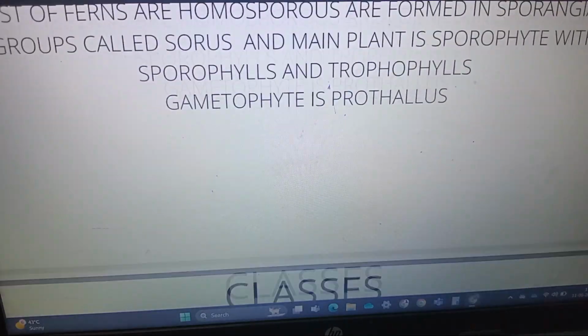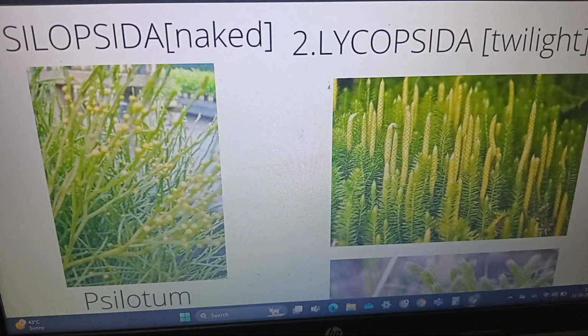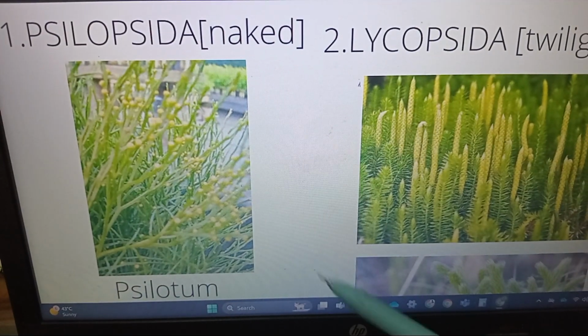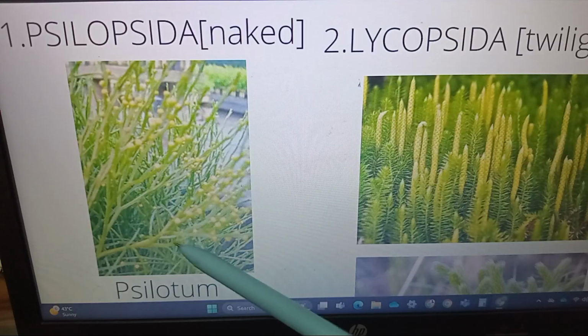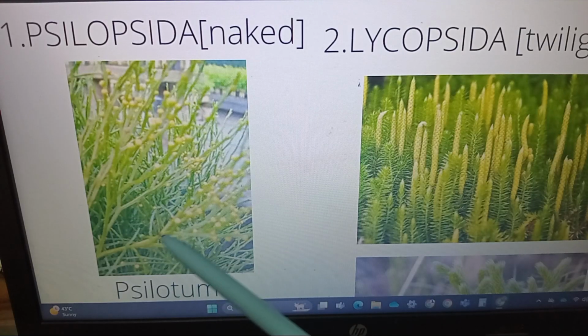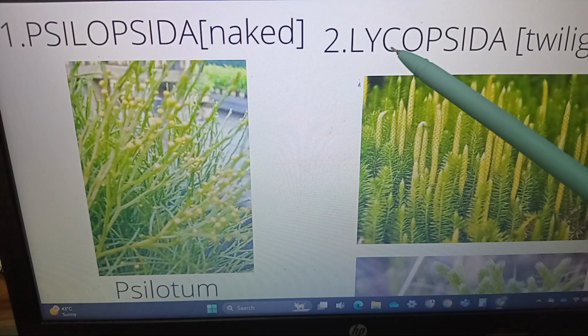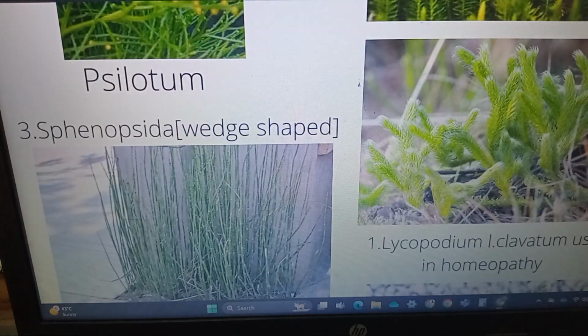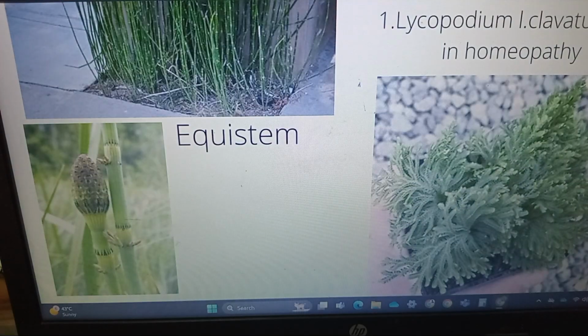First you see the 4 classes. The first is Psilopsida. The P is silent, the Psilopsida. It includes the Psilotum. Psilotum means snake. Here there are no leaves. Second is the class Lycopsida, which includes 2 examples. One is Lycopodium, and second is Selaginella.